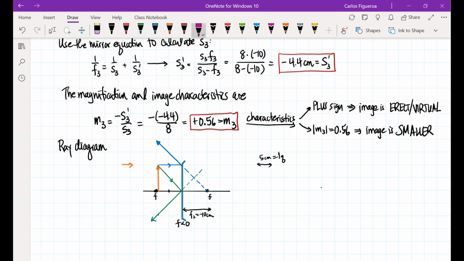So now where these rays cross is where my image is going to be located. And this image, so if that's 5, it looks like I'm getting from here to here. This is going to be S3 prime. And you could see here is that now our S3 prime looks like it's about -4 centimeters. And then the magnification 3, well, it looks like it's about 50%. So it looks like these guys matched up pretty well.